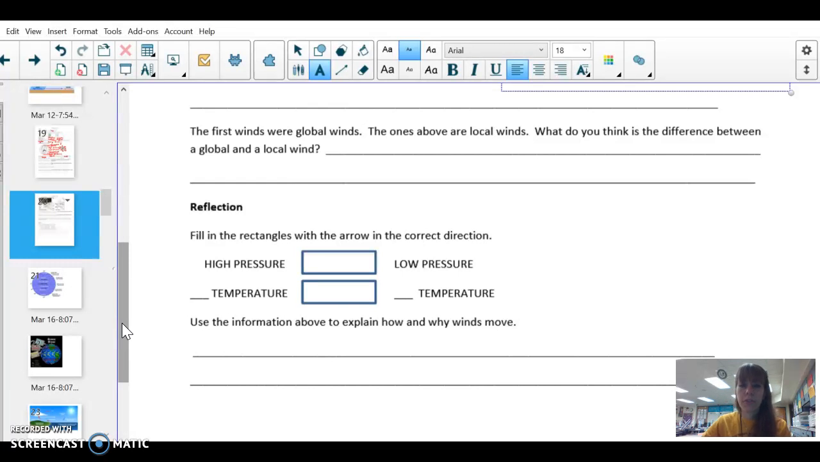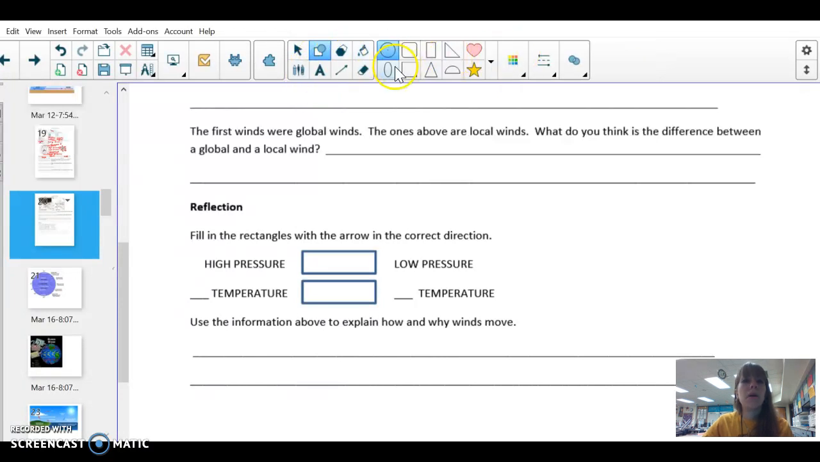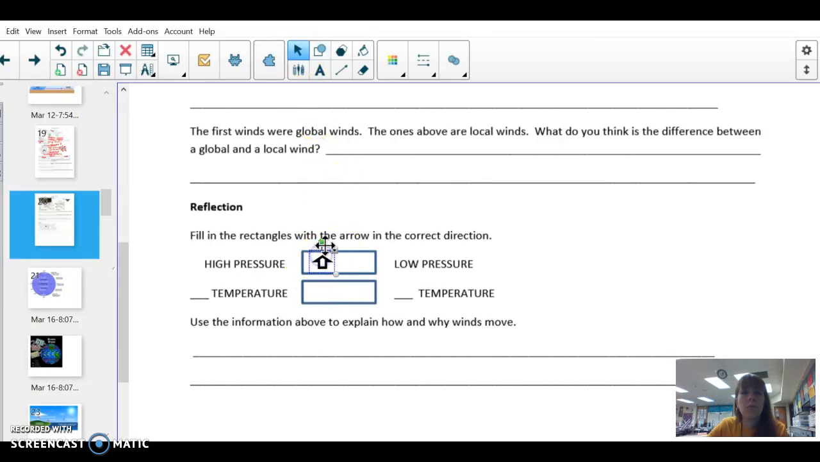Okay, now comes the reflection. In this one, I want you to draw me some arrows, okay? So I want to know, use your resource of this activity to help you. You're going to draw in a couple of arrows for me, okay? And I want you to think about the direction of that arrow, okay? So fill in the rectangles with the arrow in the correct direction. So the first one, high pressure. Does high pressure move to low pressure like this, or does low pressure move to high pressure? That's the first thing, okay?